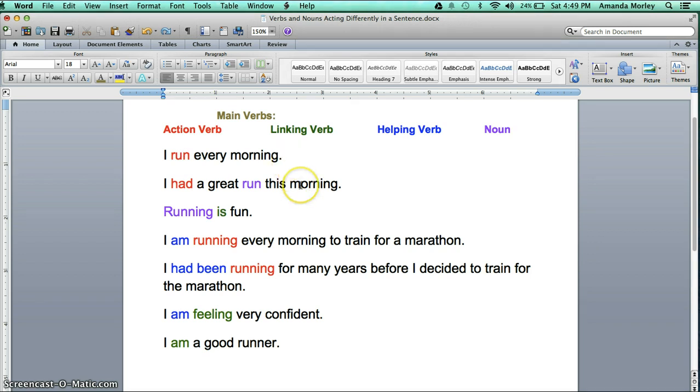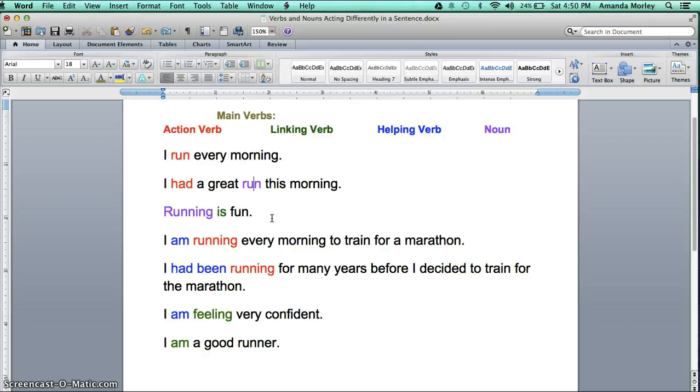So let's take one last review of how these different words looked, okay? Run. Run in this sentence is an action verb, okay? Because it's what I do. I run every morning. However, in this sentence, run is a noun. I had a great run. It is what I had. It is the object of my verb. The run, what happens to the run? I had it. Just like if you think back to our last video, what happened to the mountain?